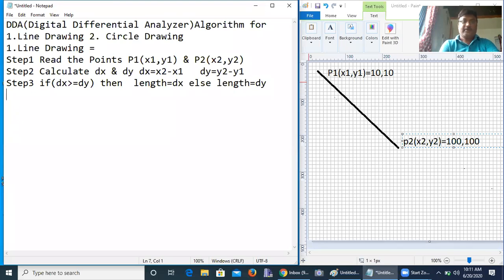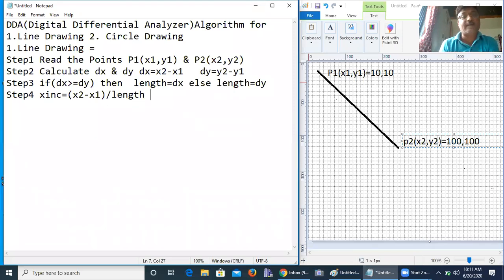And then here you have to calculate the x increment and y increment. Step 4, calculate xinc. So what is this xinc? Inc stands for increment, so xinc means x increment. What is the x increment over here? You have to find x2 minus x1 divided by length.